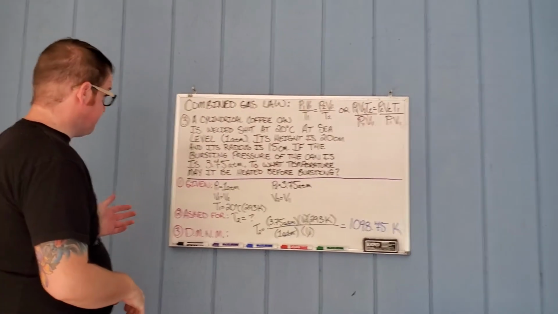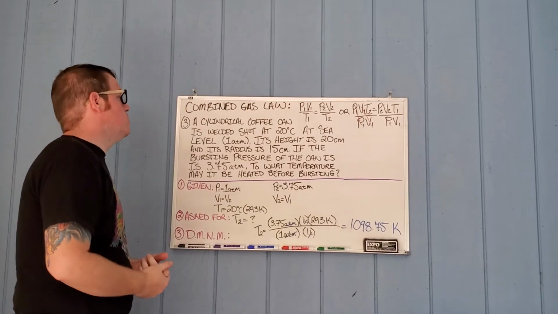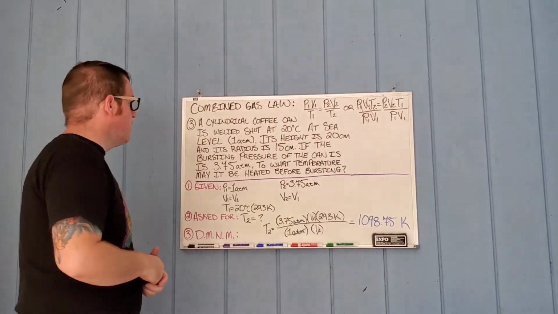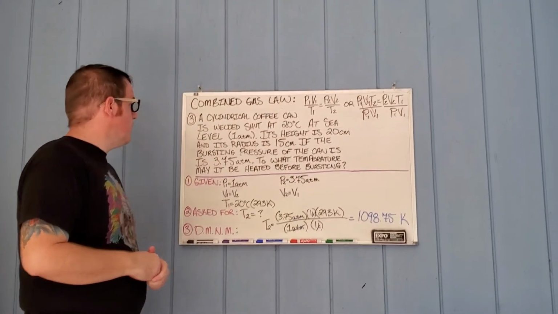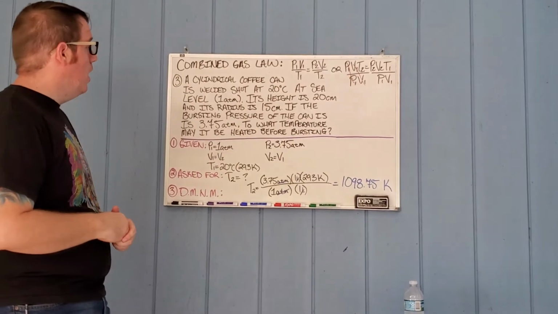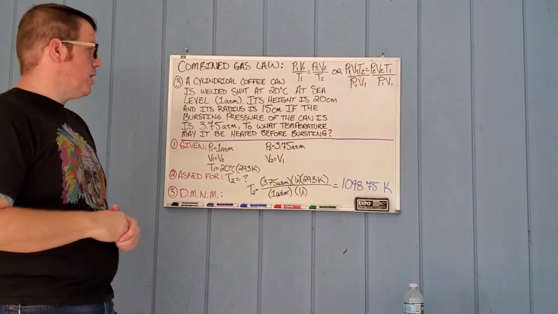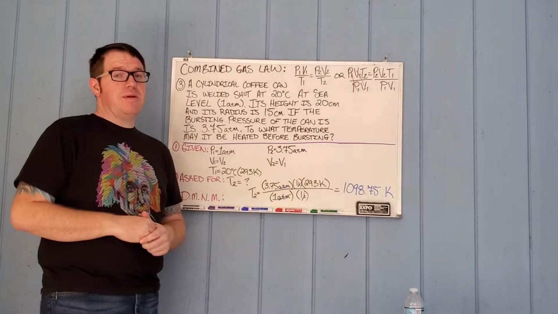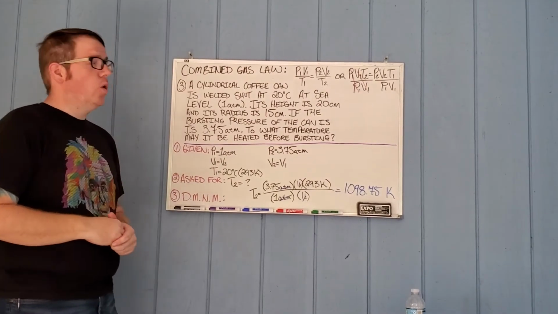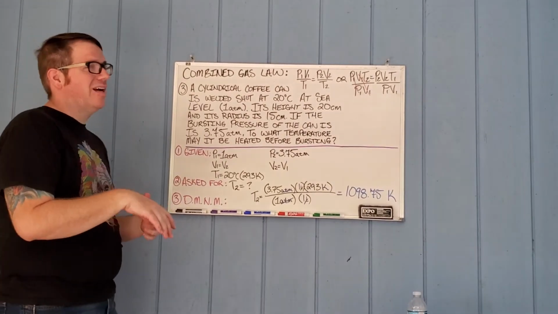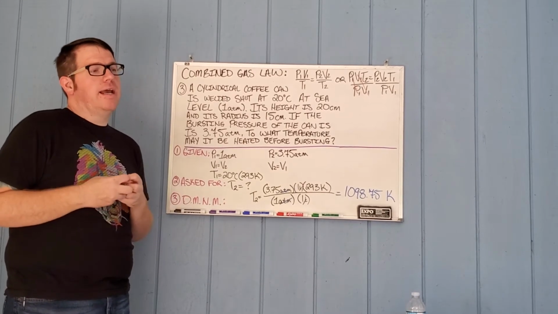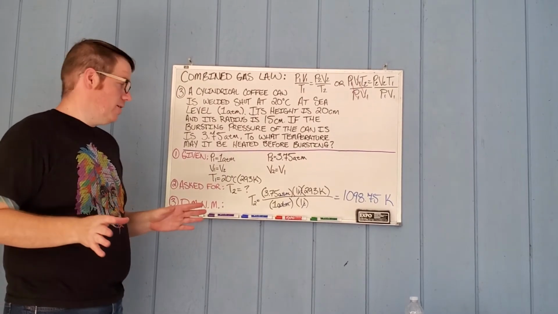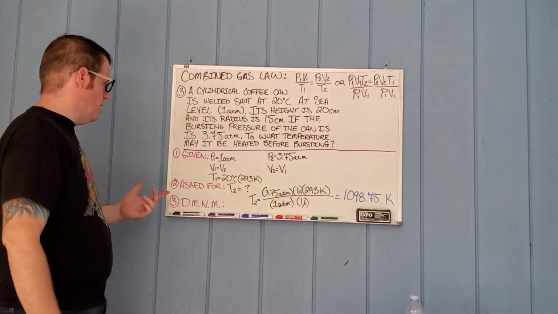Alright, so question 3. A cylindrical coffee can is welded shut and then allowed to cool to 20 degrees Celsius at sea level, which is approximately 1 atmosphere. The height of the can is 20 centimeters, the radius is 15 centimeters. If the bursting pressure of the can is 3.75 atmospheres, to what temperature may the can be heated before it bursts? One cool fact about this question is we can assume that the volume is going to remain the same. The can is just going to rupture. So volume tends to just cancel out in this case.